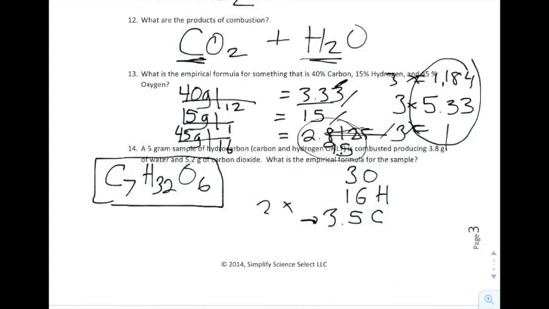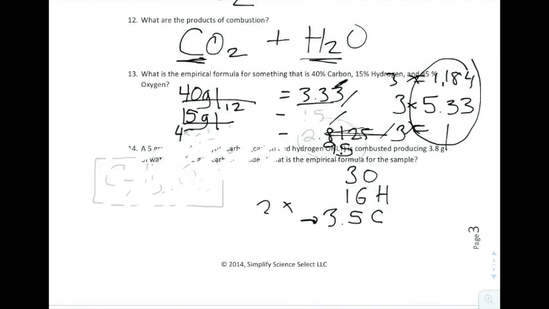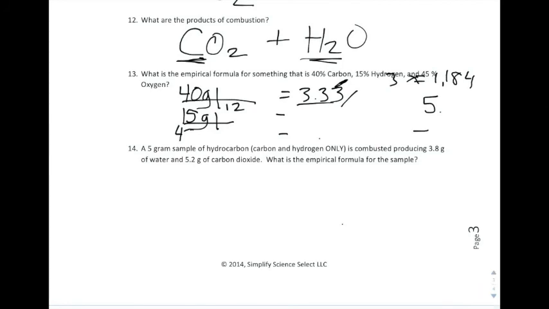The last one says a 5-gram sample of a hydrocarbon, carbon and hydrogen only, is combusted, and 3.8 grams of water and 5.2 grams of carbon dioxide are produced. What is the empirical formula of the sample? So if you look, I get 3.8 grams of water.